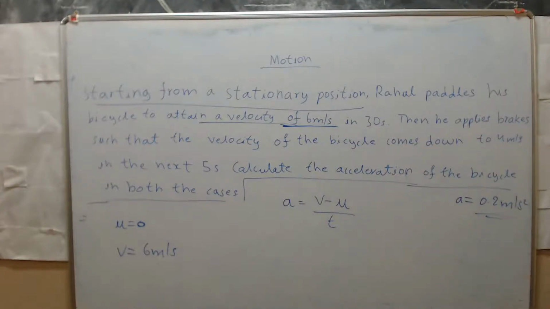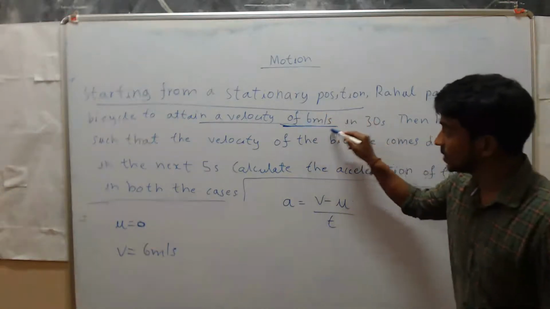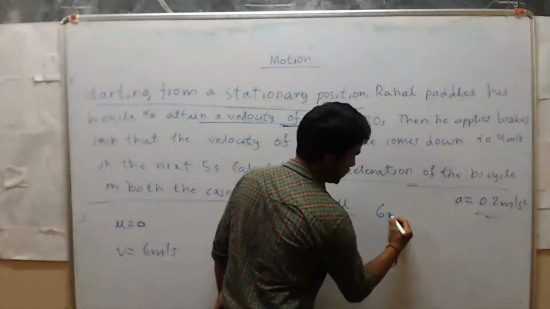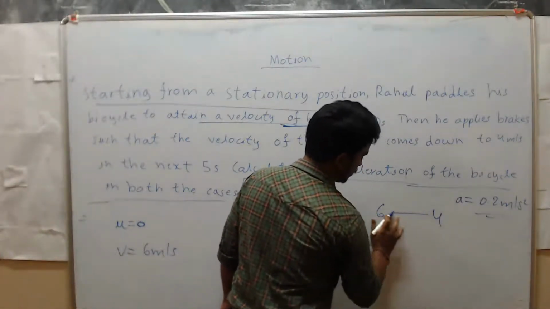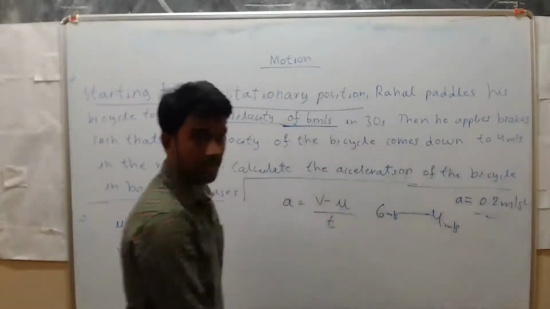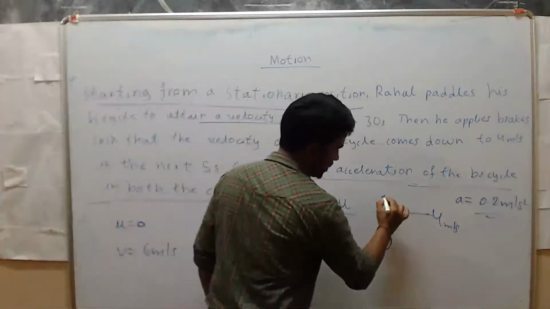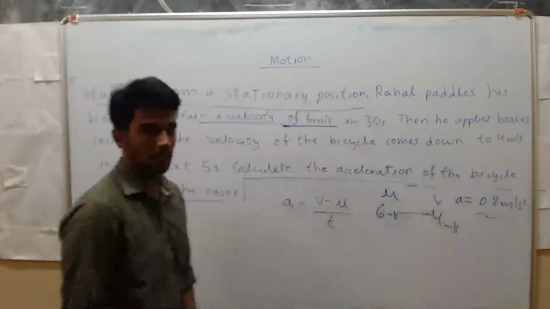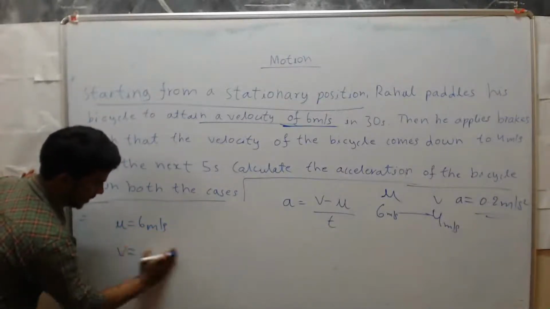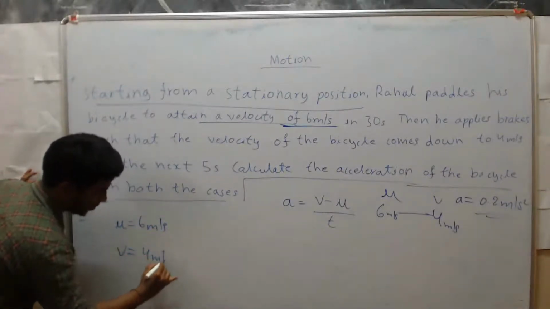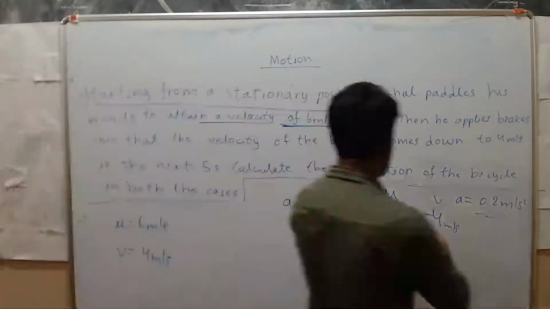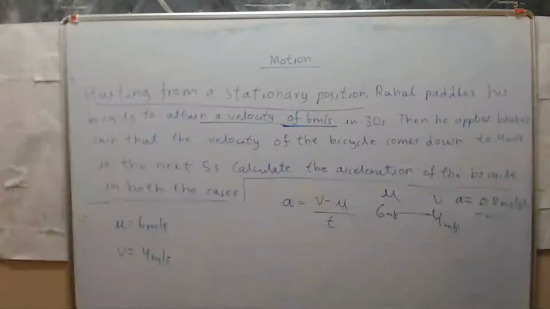So now this 6 meter per second is the initial velocity. In this case, velocity changed from 6 meter per second to 4 meter per second, right? So now this 6 is the initial velocity and 4 is the final velocity. So initial velocity is 6 meter per second and the final velocity is 4 meter per second. Whatever we see here, velocity changes from 6 to 4. What about time? Here this velocity change.